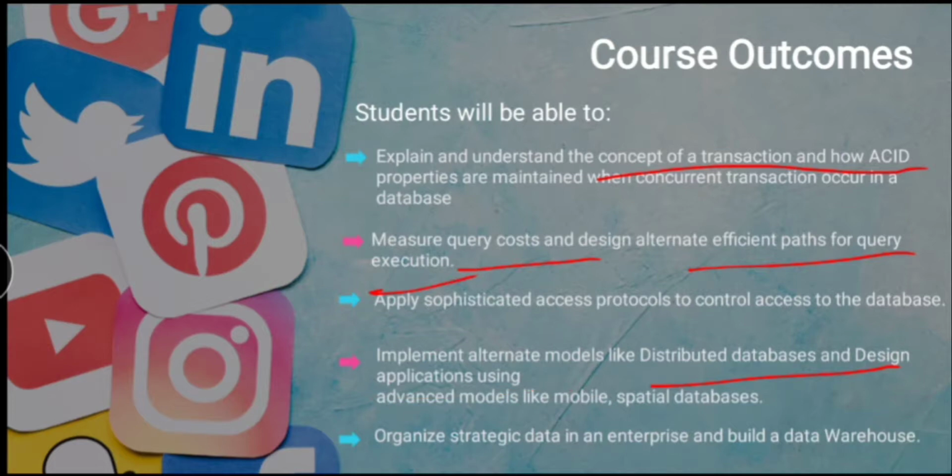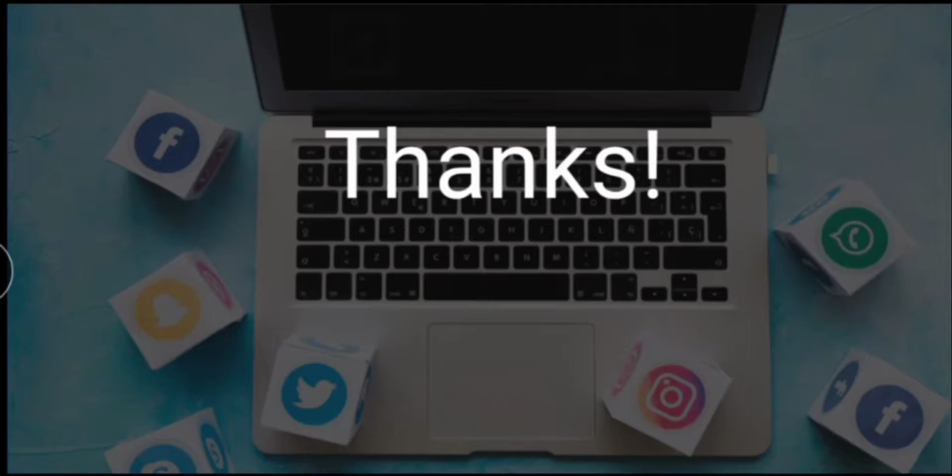Course outcome number 5 is related to course objective number 5: organize the strategic data enterprise and build the data warehouse. As I have told you, this is the course outcome related to your module number 5. And lastly, the OLAP operations are your course outcome number 6. Okay, so this is all related to the examination scheme, the course outcomes and course objectives.